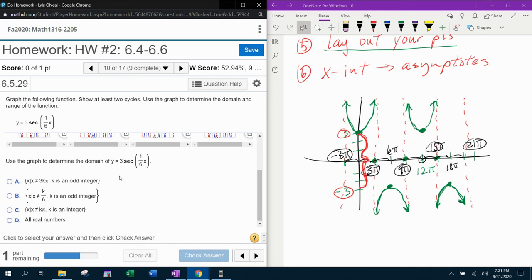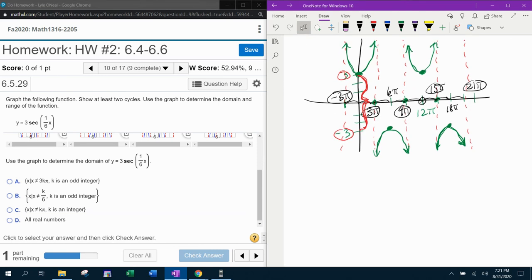And then we need to figure out the domain. Now, the domain are the values that x can be. And so everywhere we have a vertical asymptote, that is a value that x can't be. So the domain is going to be the set of all x such that x cannot be anywhere the asymptote is. Now our first asymptote is at 3 pi, and then the next one is at 9 pi.